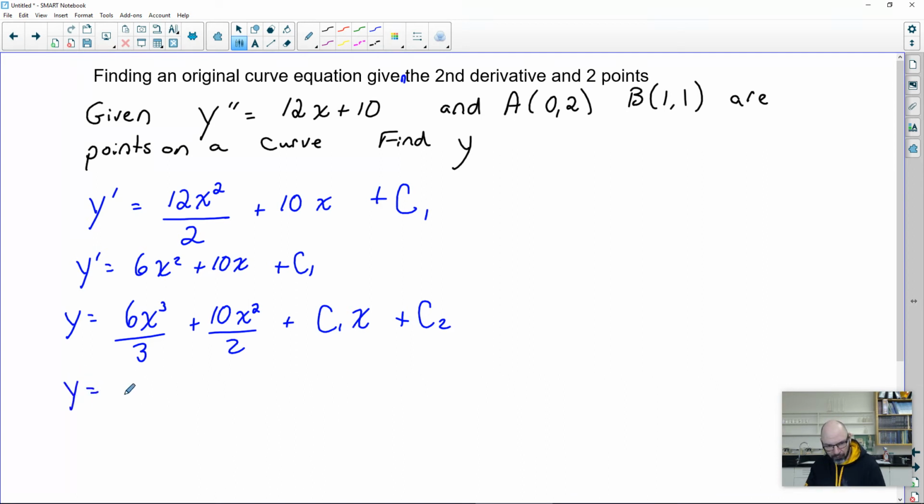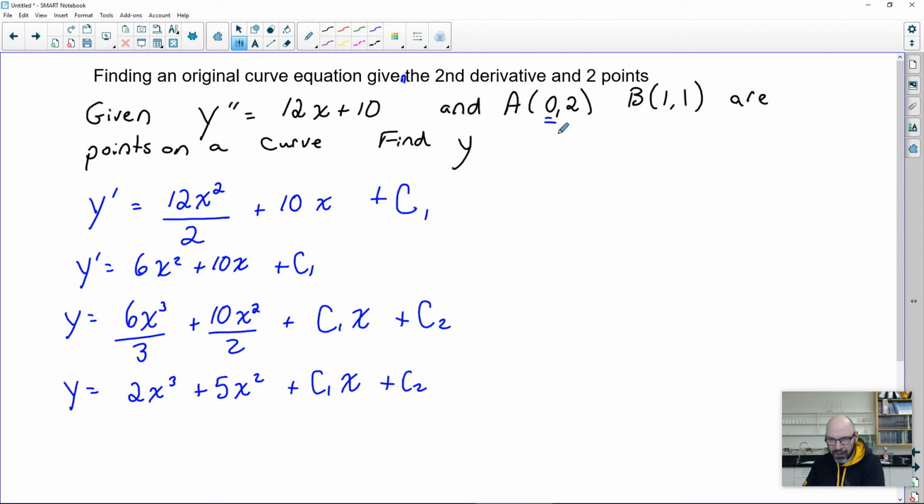Y equals 2x cubed plus 5x squared plus C1x plus C2. Now, we notice that we have a 0 here, so if we can put a 0 in for x, we're going to get 2 for y. So that's going to allow us to solve for C2.